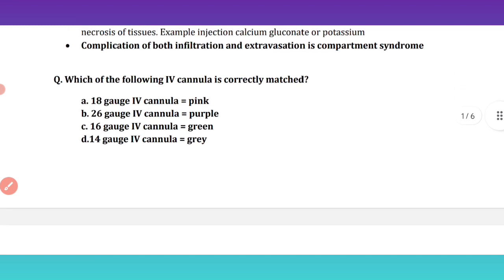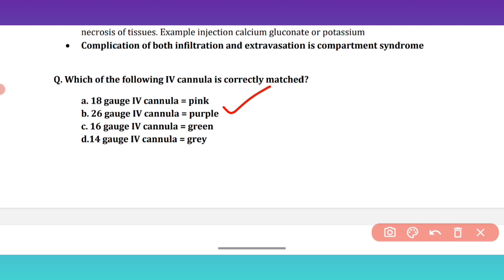Which of the following IV cannulas is correctly matched? This question was also already asked in a competitive examination. Here they have given four options, and the rightly matched option is option B, that is, the 26 gauge IV cannula. It is in purple color. Okay, the 26 gauge IV cannula will be in purple color.